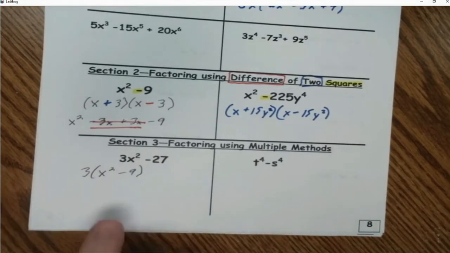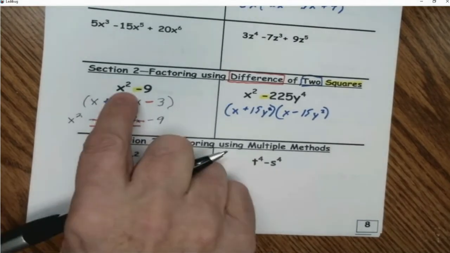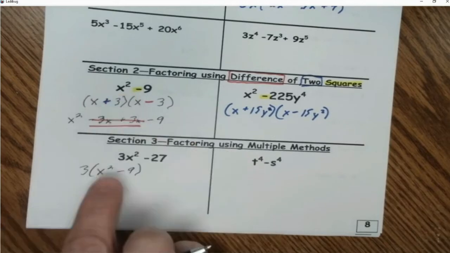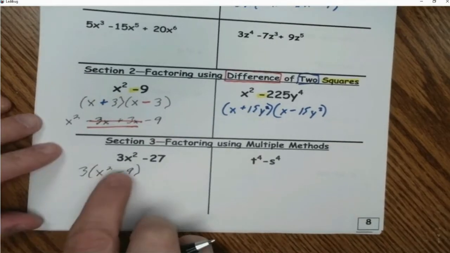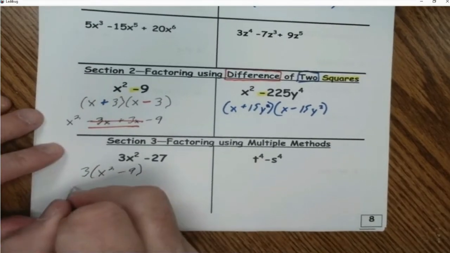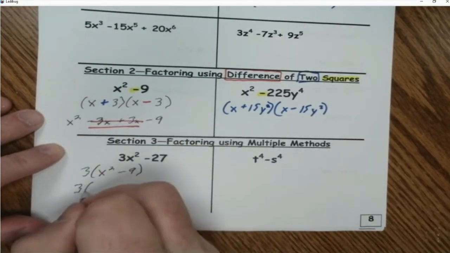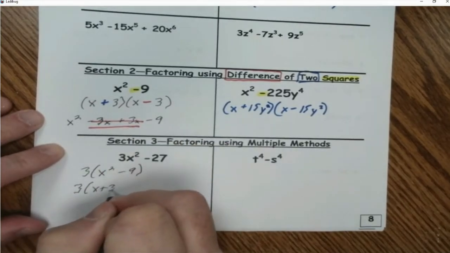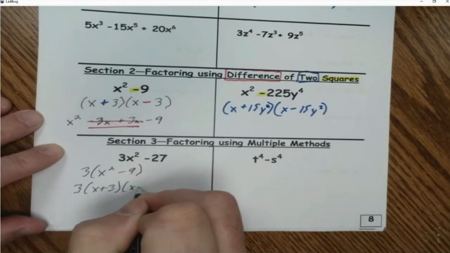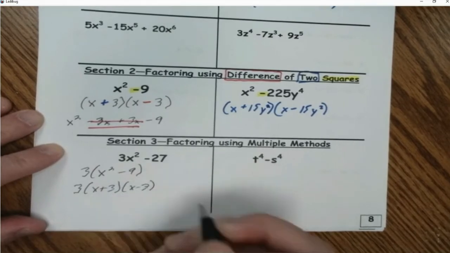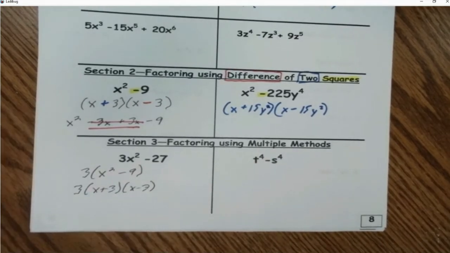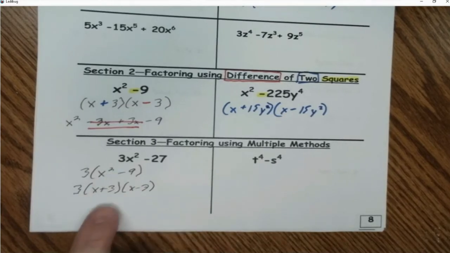Well, now we've got the difference of two squares. So we're not finished with this yet. Because we know that this factors down to this: x plus 3, x minus 3. Now we're finished with that. This took 2 steps. This over here also, let's see.